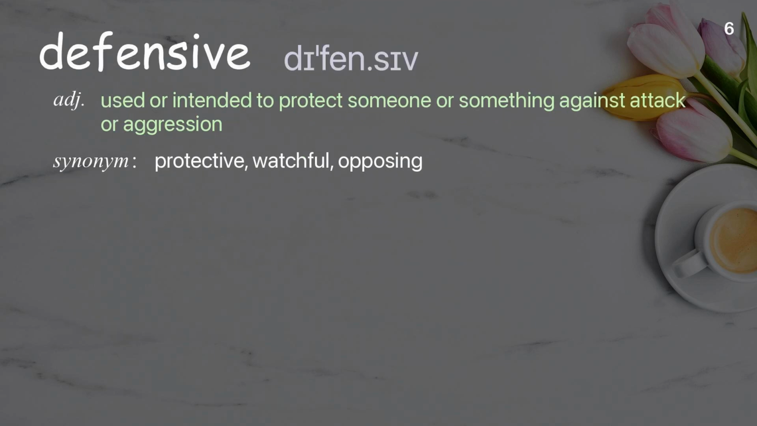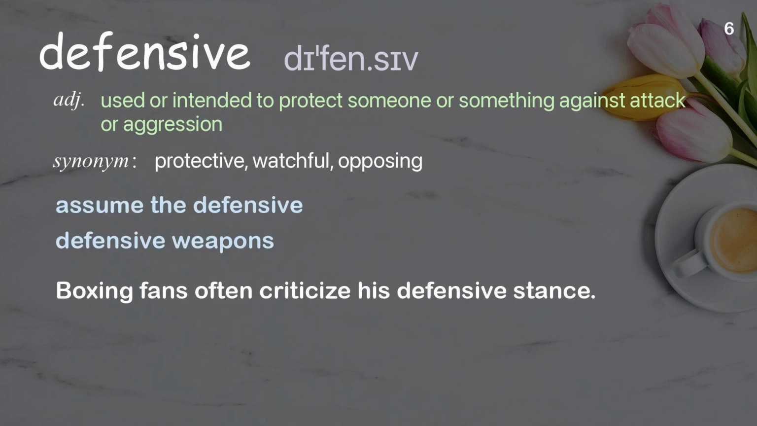Defensive. Used or intended to protect someone or something against attack or aggression. Examples: Assume the defensive. Defensive weapons. Boxing fans often criticize his defensive stance.